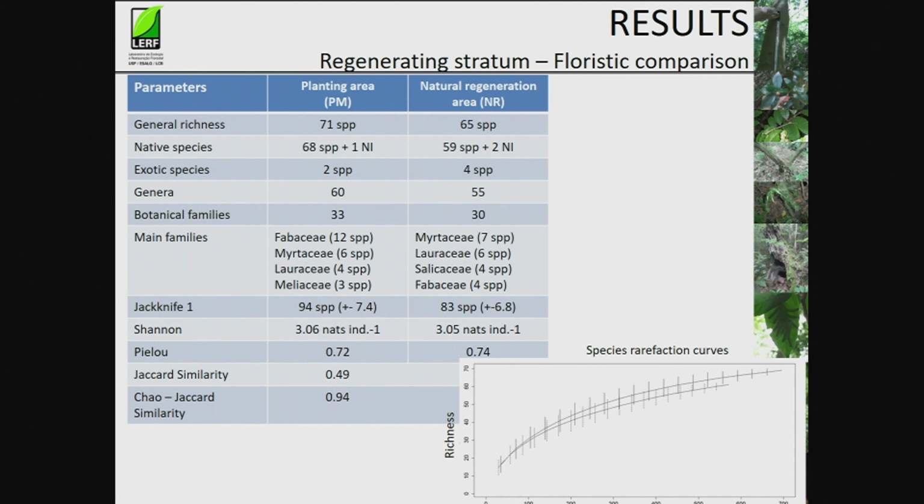And now talking about the regenerative stratum, we found the richness is a little bit different, as you can see in the species rarefaction curves. And the main families were also a little bit different, as well as the jackknife estimator, but the Shannon's and Pielou's indexes were almost the same. And as well, in the tree stratum, the similarity indexes showed the floristic composition were similar.